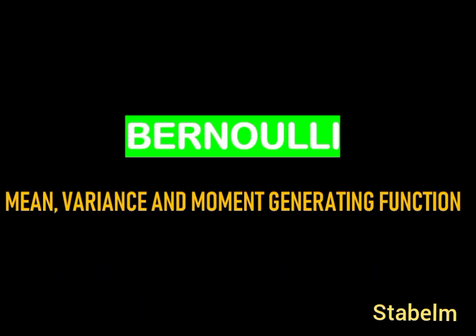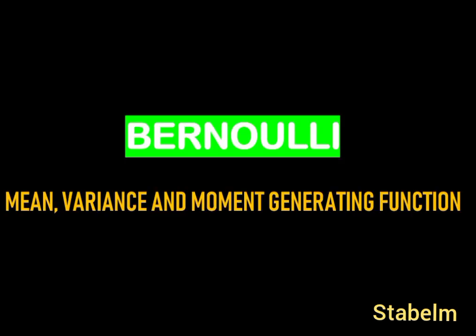Okay, let me explain how to find the mean, variance and moment generating function of the Bernoulli distribution. As we know, the Bernoulli distribution is a discrete probability distribution of a random variable which takes the value 1 with probability p, where p is the probability of success, and the value 0 with probability q. Q is equivalent to 1 minus p, which is the probability of failure.